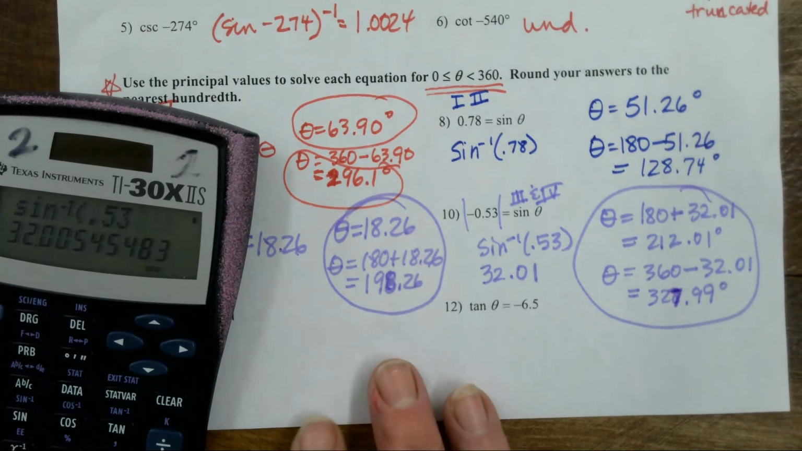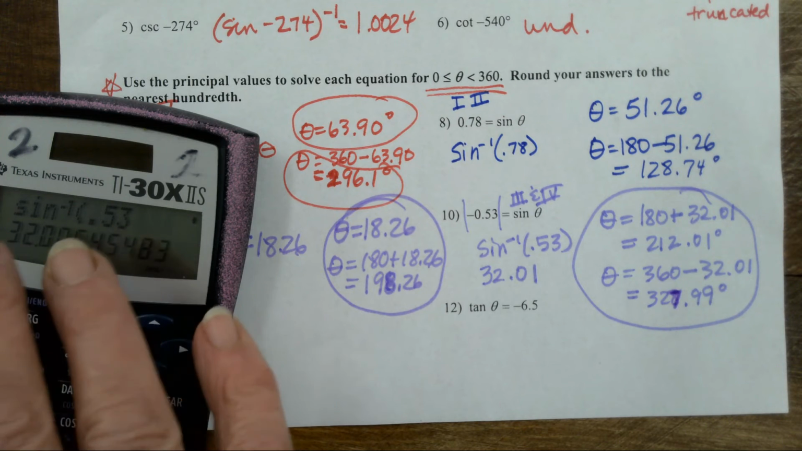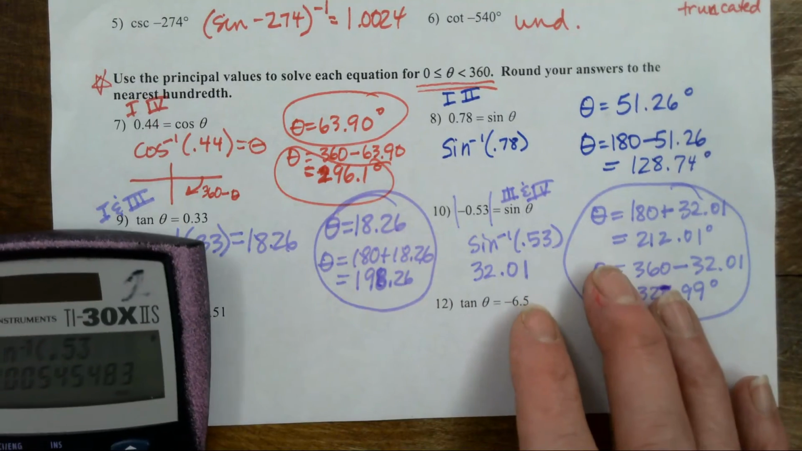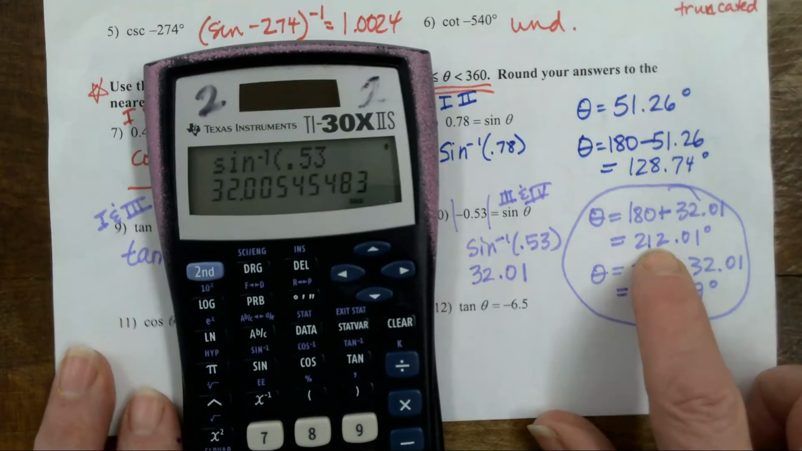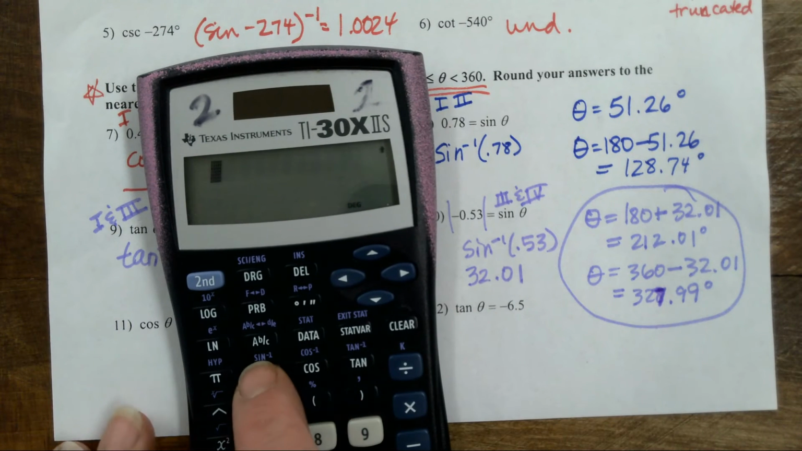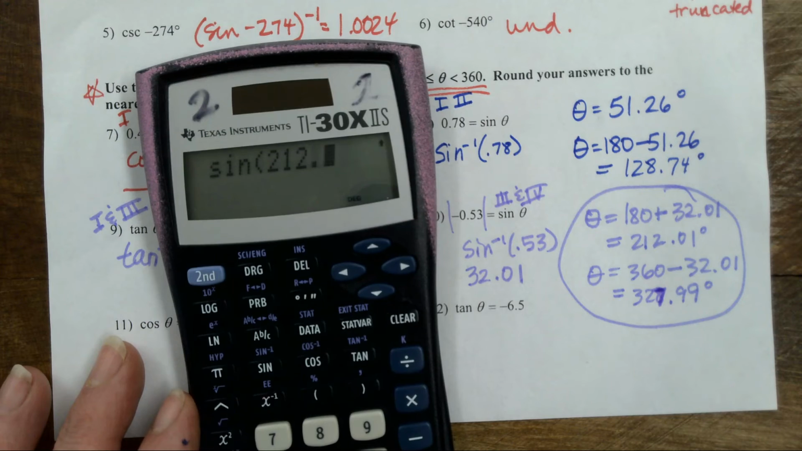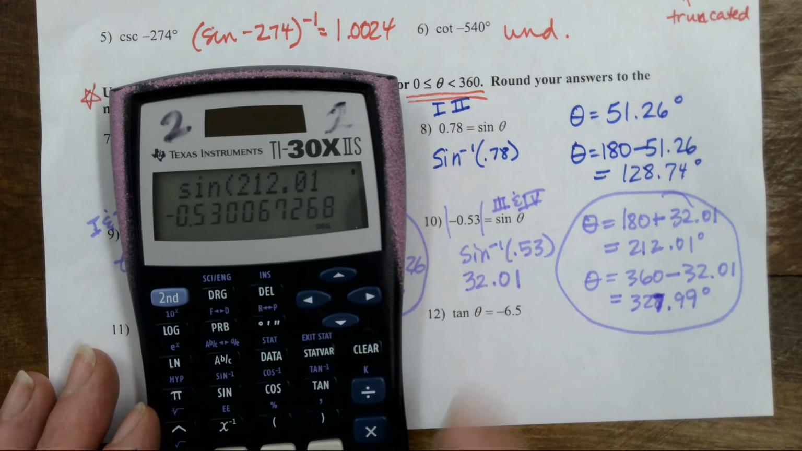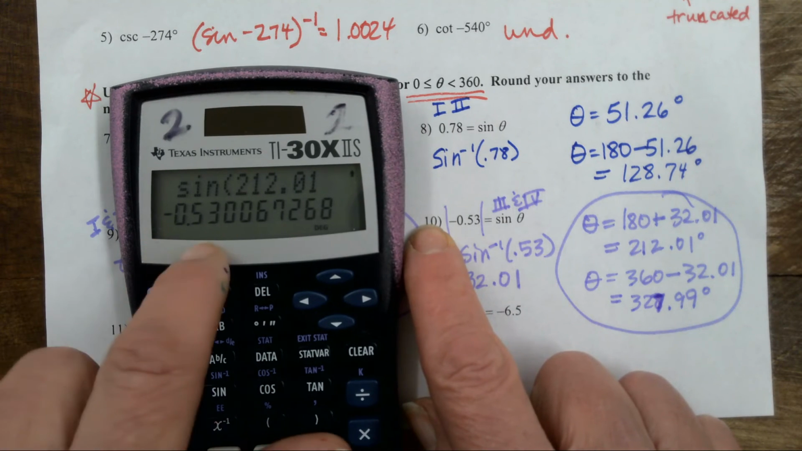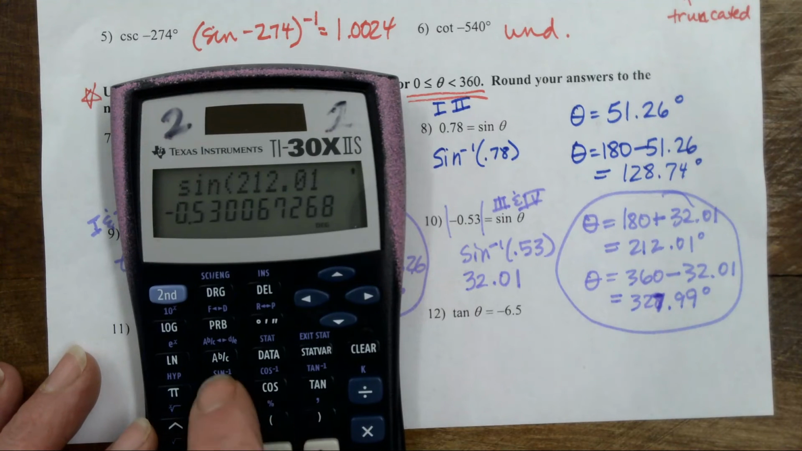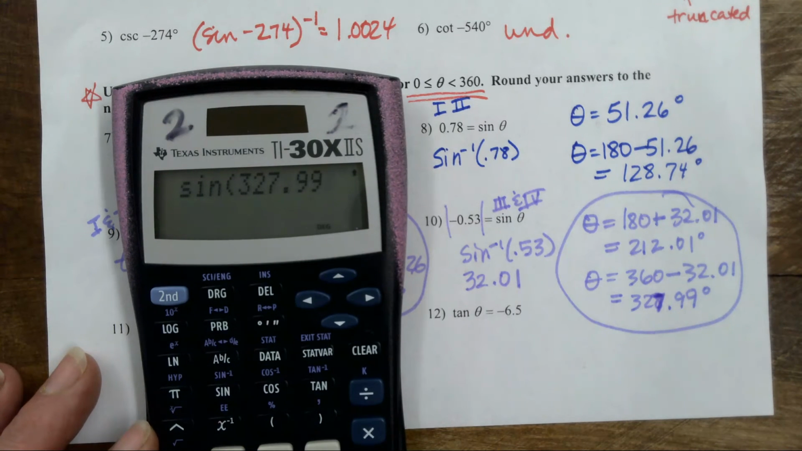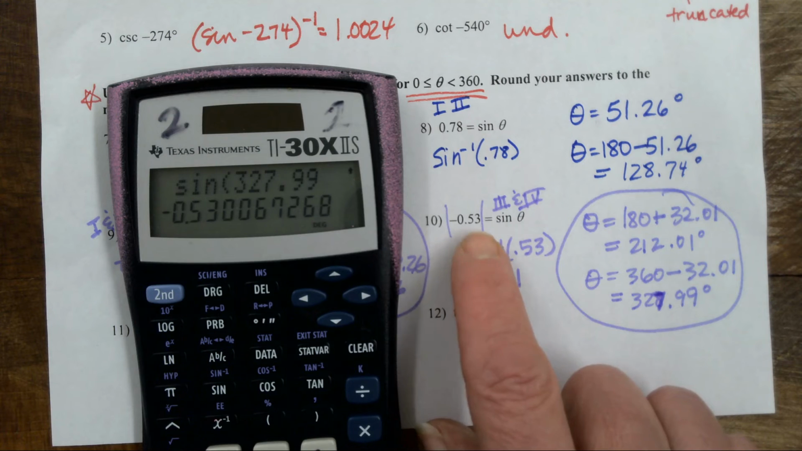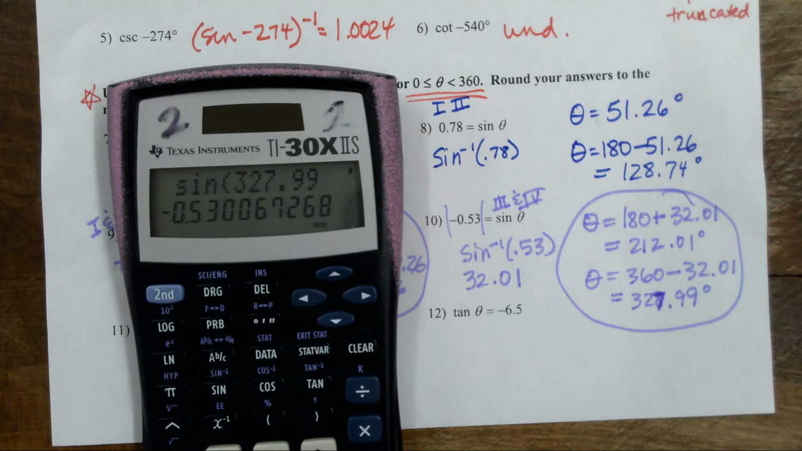So again, we need to know how to work the calculator in our favor to get the answers that we are looking for. And if I would plug in the sine of 212.01, I should get a decimal that's very close to negative 0.53. Do I? Yeah. If I plug in the sine of 327.99, I should get a decimal very close to negative 0.53. Do I? Yes. So I have to kind of work the system to make the calculator work for me.